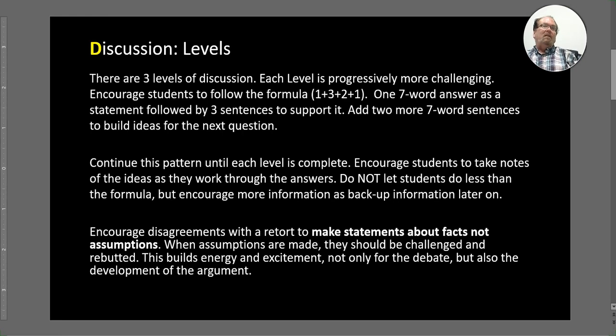And at this point, you want to ask the questions, add 3, give 2, and ask the next question. 7 sentences, 7 words or longer. Continue this pattern until each level is complete. There are 3 of them.